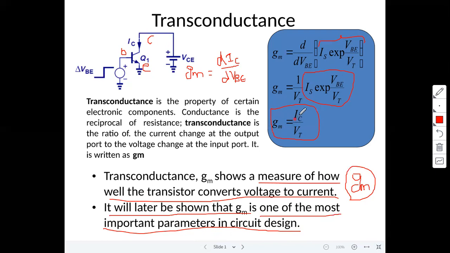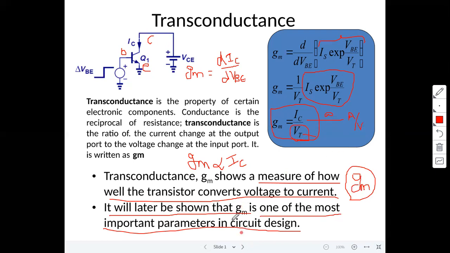Okay, finally, gm is equal to IC by VT, where VT is the thermal voltage and IC is the collector current, right? So gm is directly proportional to the output current IC. So what are the units for gm? What is IC? For IC the units are amperes. Whether it is milliampere, microampere, whatever it may be, that is ampere. What is VT? VT is the thermal voltage. Okay, that is volt. So the units for gm are ampere per volt.